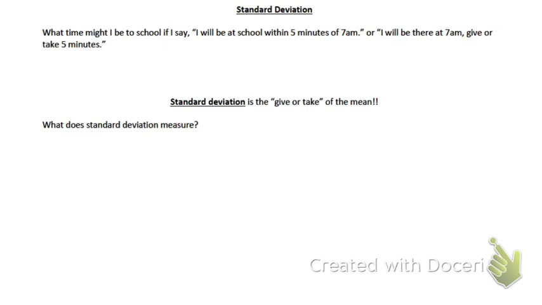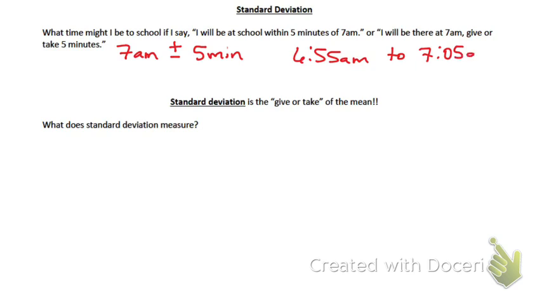Any time from 6:55 to 7:05 would be correct. So on average, I'm getting here at 7 a.m., plus or minus 5 minutes. So that is somewhere between 6:55 a.m. to 7:05 a.m. If I got here any time within that time frame, it would be pretty average. It would be pretty normal for me.